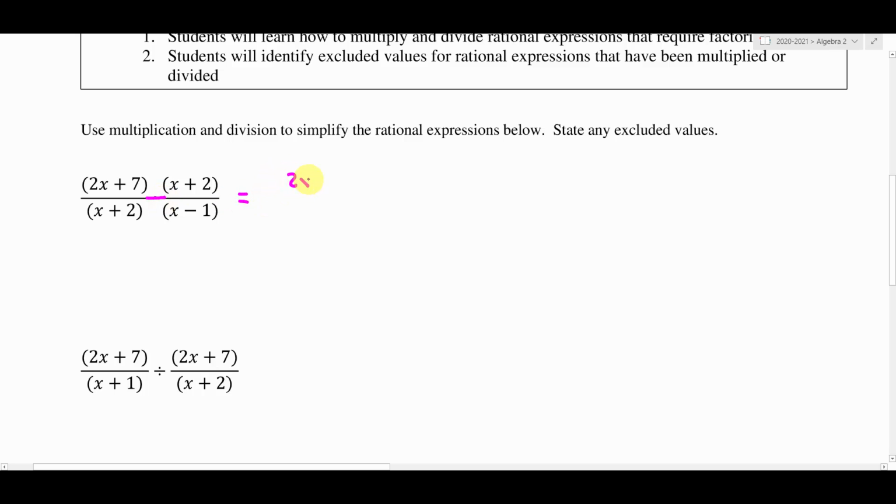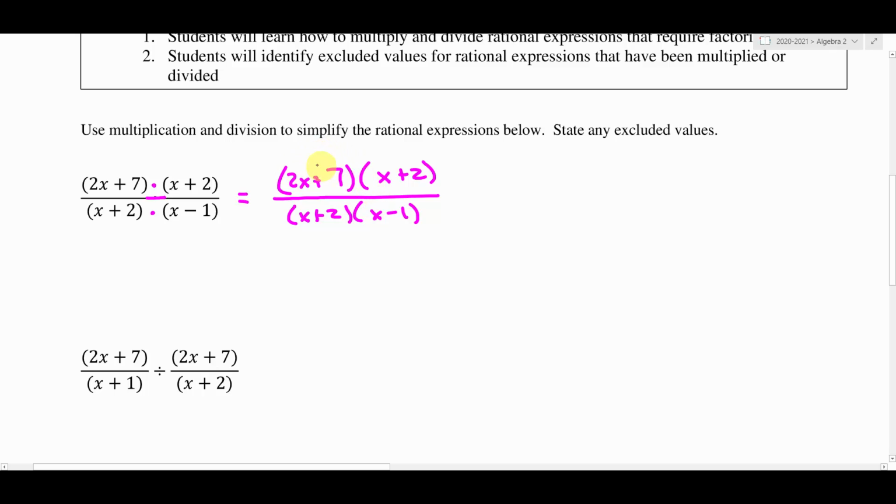So we've got 2x plus 7 times x plus 2 all over x plus 2 and x minus 1. It's like they just combined through multiplication. These things are all being multiplied, which is a good thing because when things are being multiplied, those are factors. And if we have a common factor in the top and in the bottom, we can cancel those out.